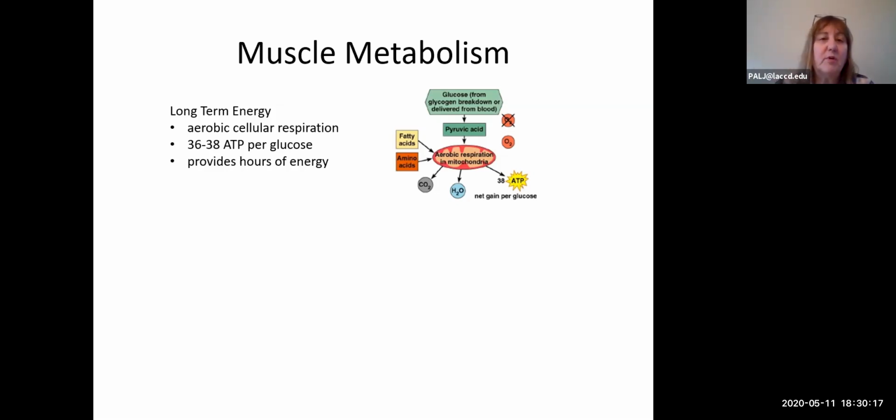The net result in a perfect world, if we start with a glucose molecule and everything works perfectly, we could end up with about 36 to 38 ATP. And we can constantly create this as long as we have oxygen and that glucose source, so we can continue with muscle metabolism for hours.